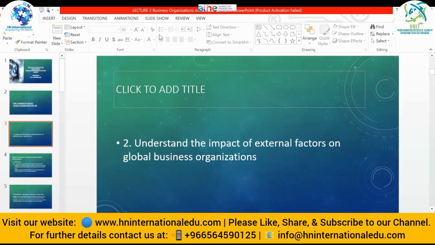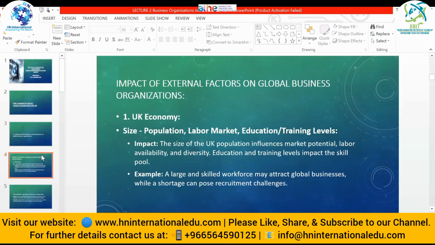Now, this is the heading. We are discussing the UK economy because this is given in the indicative content. That is why we're discussing the UK, but when we do the assignment classes, we will be discussing the UAE, USA, and other countries as well, most probably Swiss.